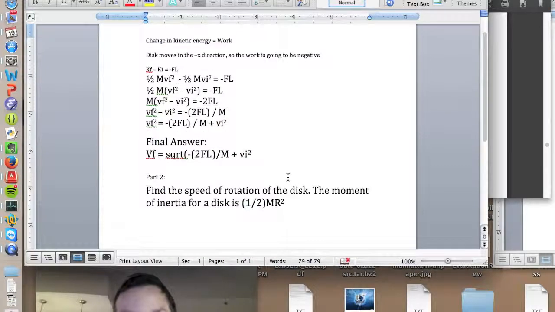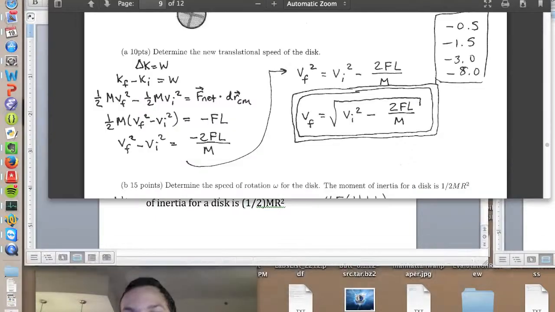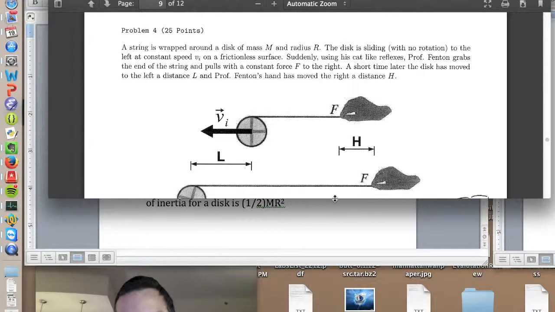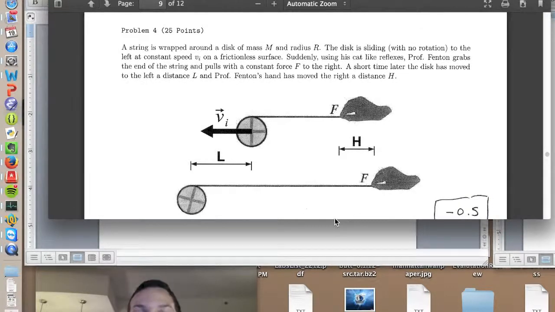So this is going to save us a lot of time when we solve this problem, as there's going to be no integration required or any of that fancy stuff. So let's go back and look at the problem. We see the disk is being pulled on by the string, and the disk has moved distance L, and the hand has moved distance H. We also notice that the disk is rotating. As you can see here, the disk has started off in one position and is now rotated over.